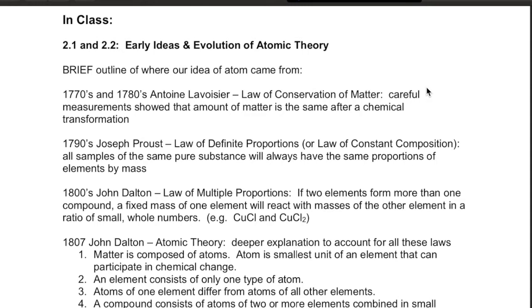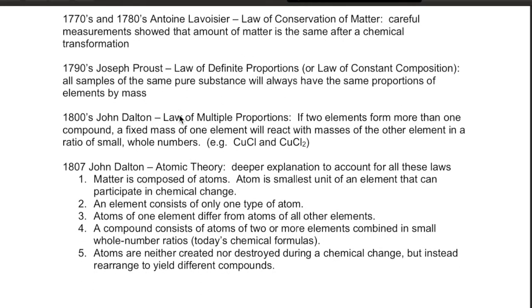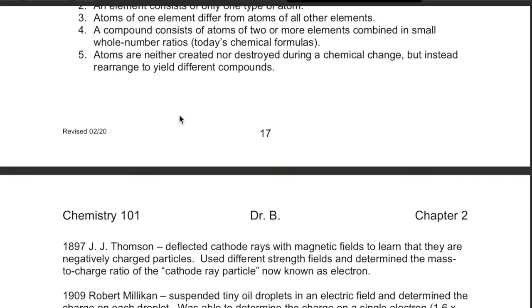Sections 2.1 and 2.2 of your textbook tell the story of the evolution of atomic theory. Where do we get this idea that atoms are made up of protons and neutrons and electrons, and what makes the atoms of different elements different? So it's really a fascinating story. I've sort of summarized here what your textbook is saying.